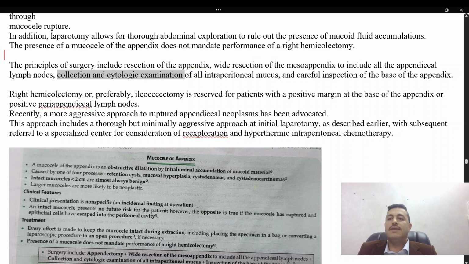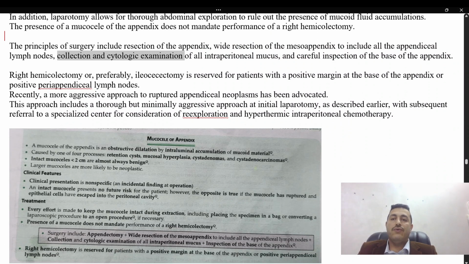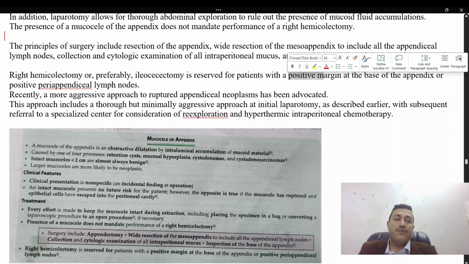Okay, next, right hemicolectomy or ileocecectomy is reserved for patients with positive margin, if we have positive margin at the base of the appendix or positive periappendicular lymph node. In our first surgery, we said that we have to do wide local excision of the mesoappendix and take any suspicious lymph node. If the lymph node is positive or the base is involved, then we proceed to right hemicolectomy. It's not from the initial surgery.